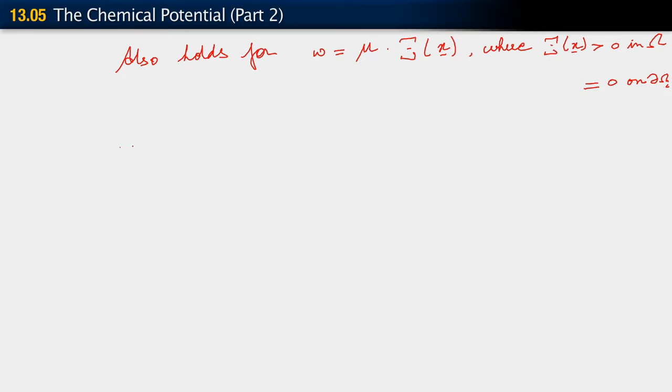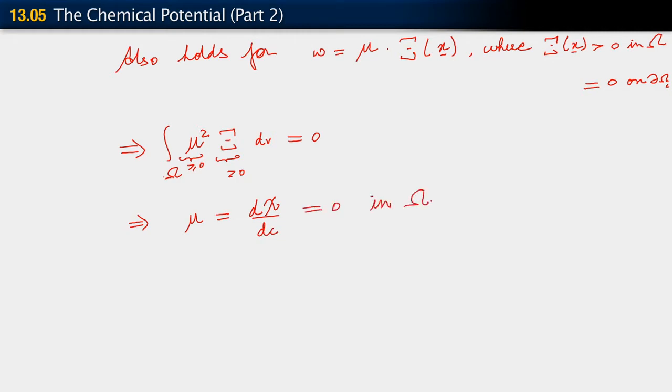What this gives us then is that the integral over omega of mu square chi dV equals 0. Observe that there are no boundary terms in this expression. Since chi is greater than 0 over the domain, and mu square, being a square, is always greater than or equal to 0, the only way this condition can be satisfied is if at equilibrium, mu, which we've decided is the derivative of psi with respect to c, is equal to 0 in omega. This is the condition for chemical equilibrium.